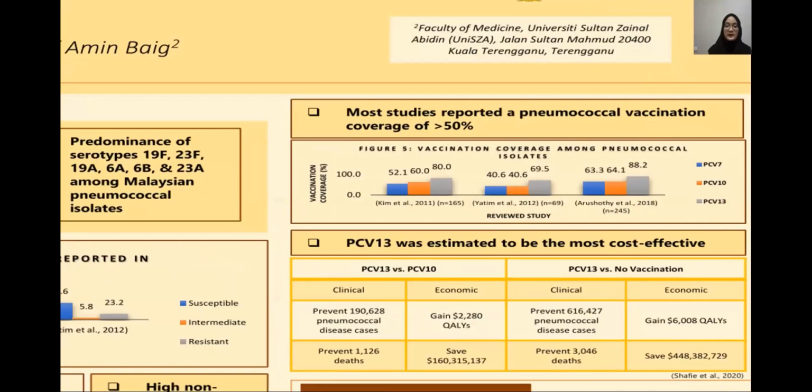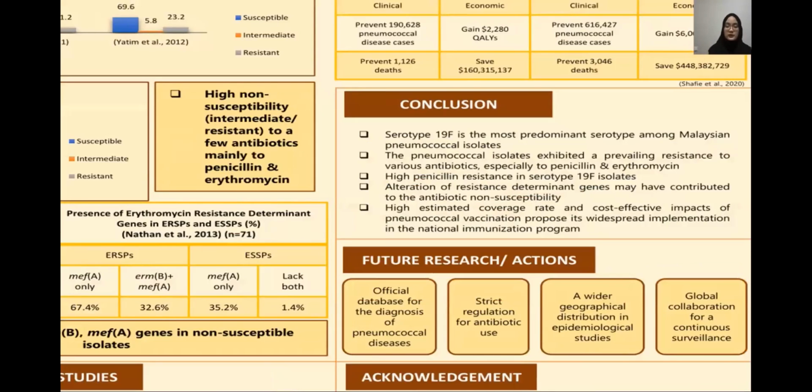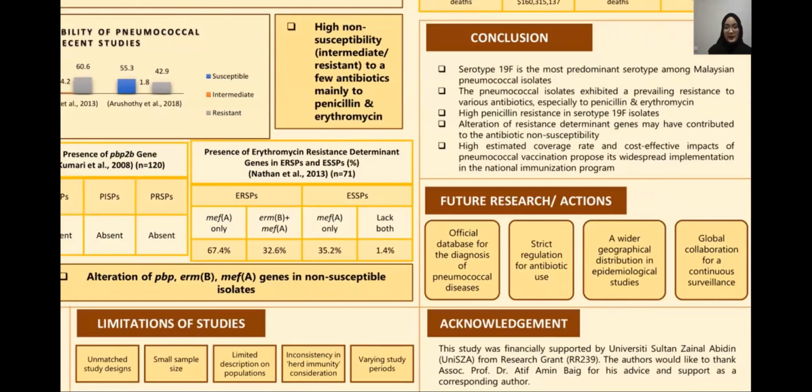Most studies reported an estimated pneumococcal vaccine coverage of more than 50%. It was estimated that PCV13 was more cost-effective than other pneumococcal vaccines. In conclusion, our systematic review has successfully achieved our predefined objectives. We hope that this study would be of interest to researchers and policymakers to develop an official database for the diagnosis of pneumococcal disease, to enact strict regulation for antibiotic use, to conduct more epidemiological studies, and to implement global collaboration between countries for continuous surveillance. Thank you.